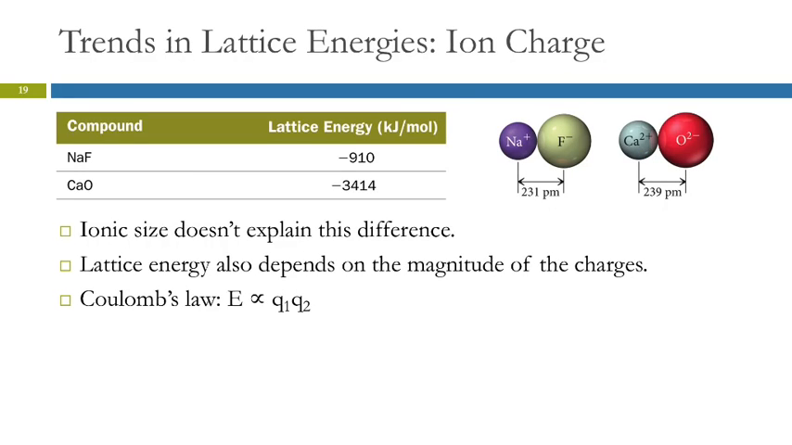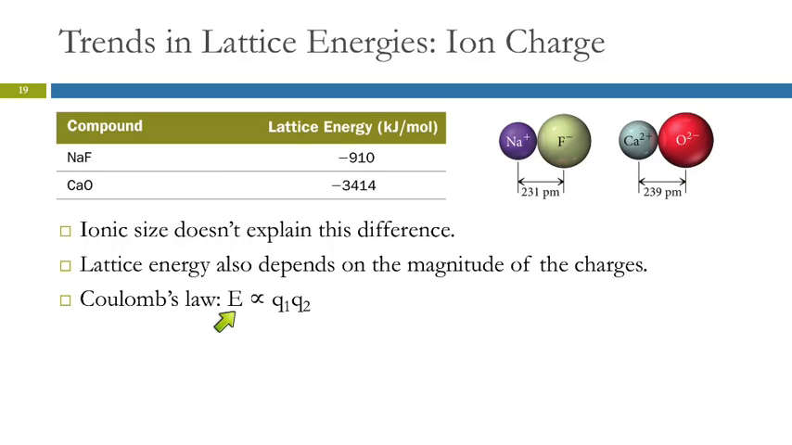Ion charge also has an effect. So here we're going to compare sodium fluoride to calcium oxide. We chose these two to compare because the distances between the nuclei in these compounds are going to be similar. This distance will be 231, that one's 239. We know that distance affects the lattice energy, so we want to try to control that and just look at different charges. Sodium is +1, fluoride's -1. Calcium's +2, oxygen is -2.